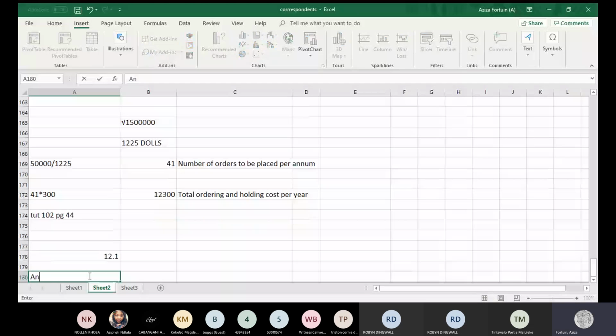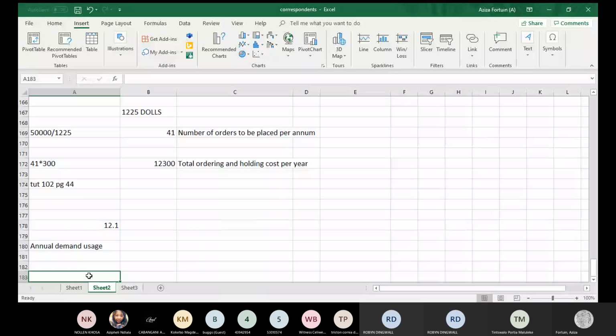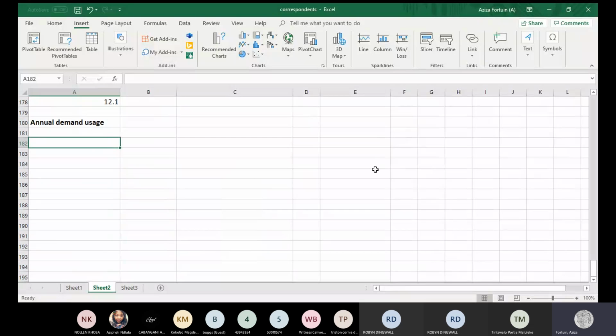Anybody want to go? The annual demand usage. Can you see my screen? Yes, we can see your screen, Aziza. Okay, Robin, you want to go? To calculate the annual demand usage. I don't want to go. Anybody else?